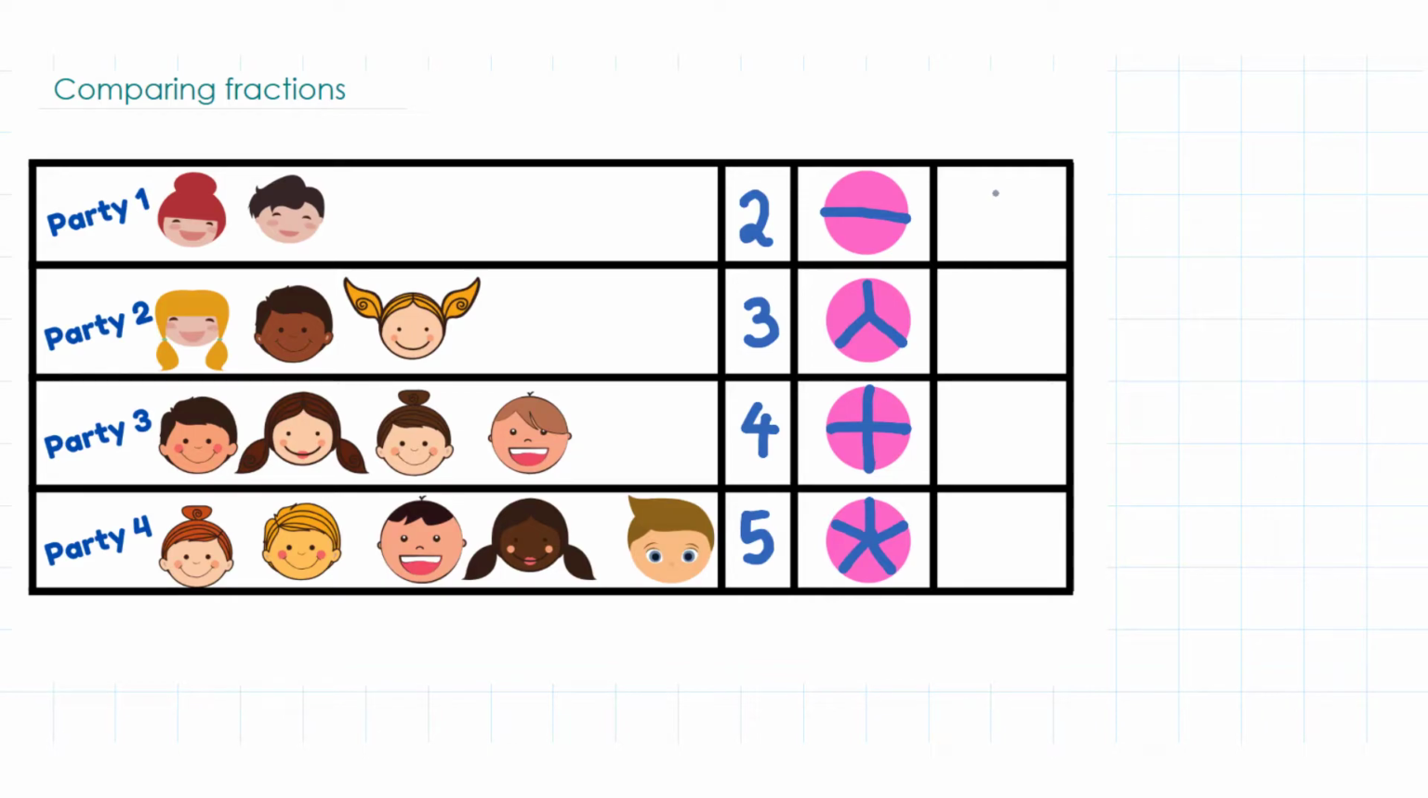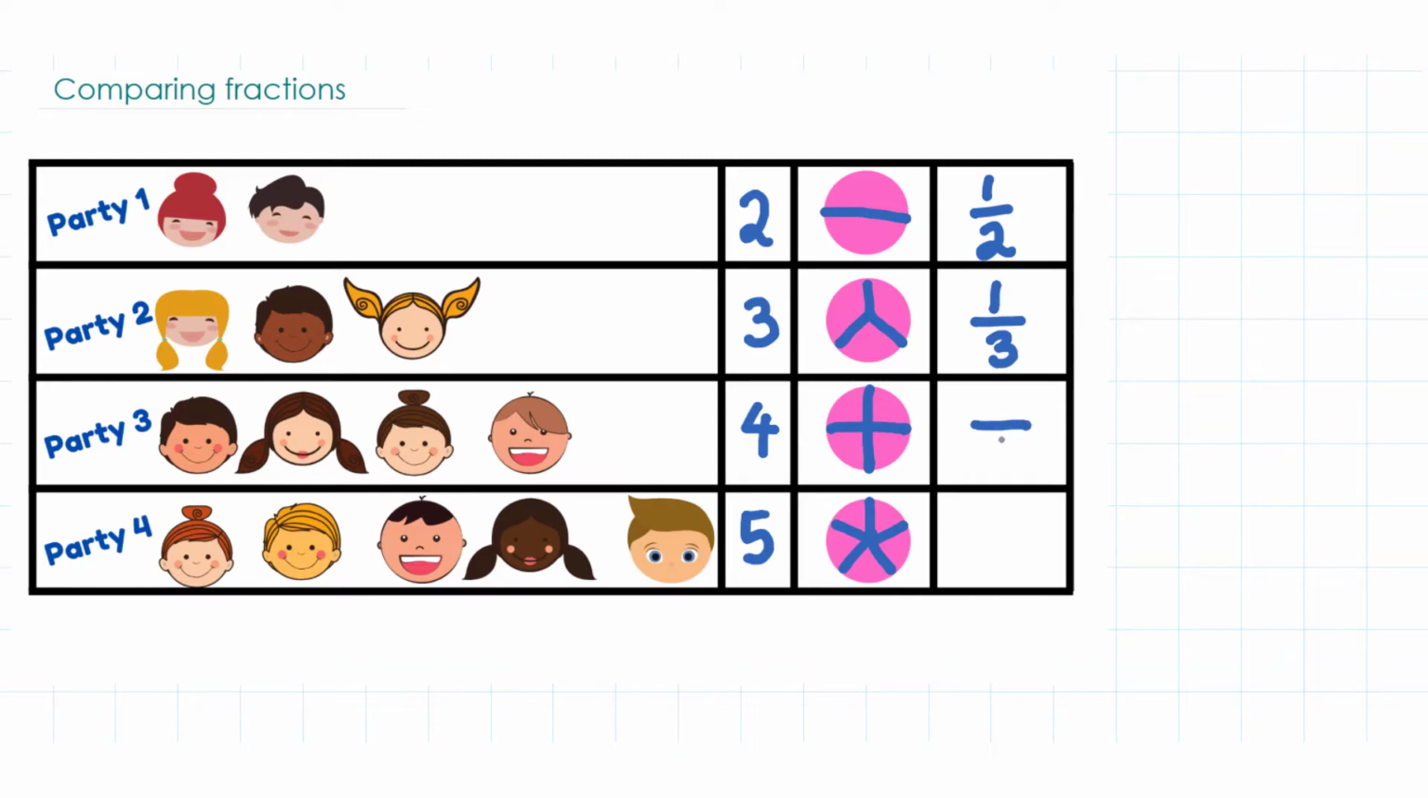What fraction is 1 slice? Well, we split the cake into 2 equal parts and we're looking at 1 slice. So 1 slice is half the cake. What about the rest? What about this one? Well, we're splitting up the cake into 3 equal parts and 1 slice. So that's 1/3.